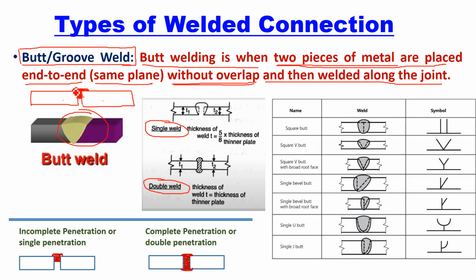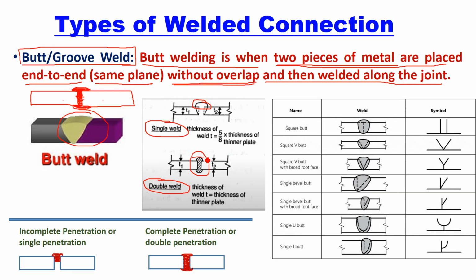So when one sided welding is done, it is called a single weld. And when both sided welding is done, meaning if you extend this up to the bottom and do the welding on this side also, this is called a double weld, right? This is a double weld, and this is a single weld connection.